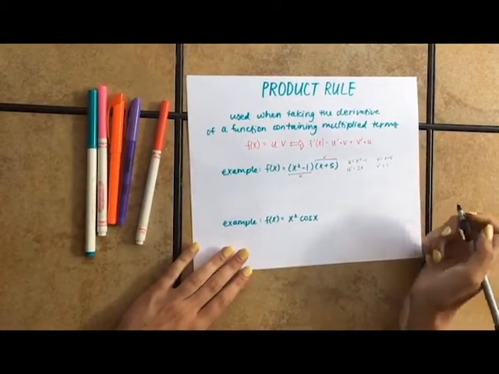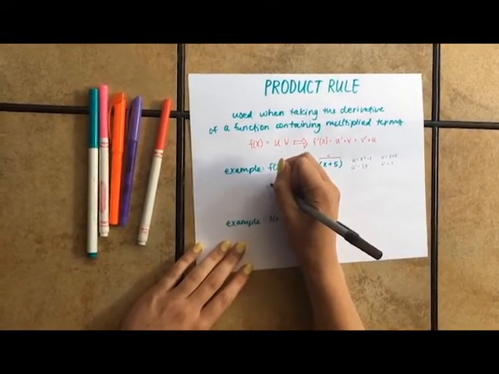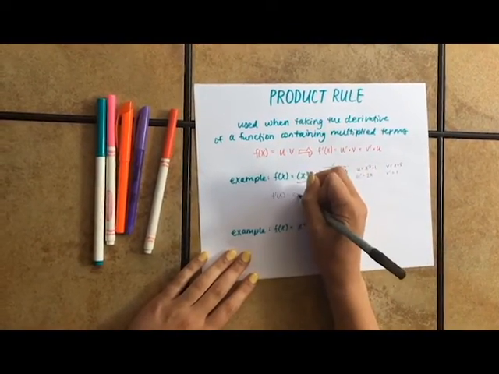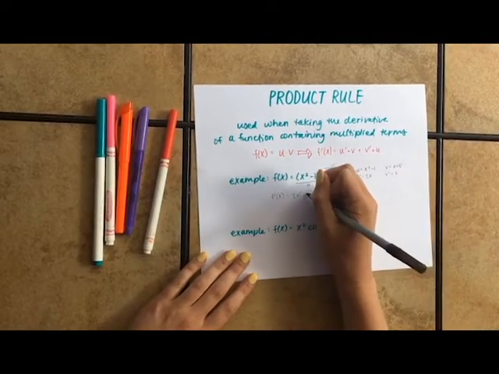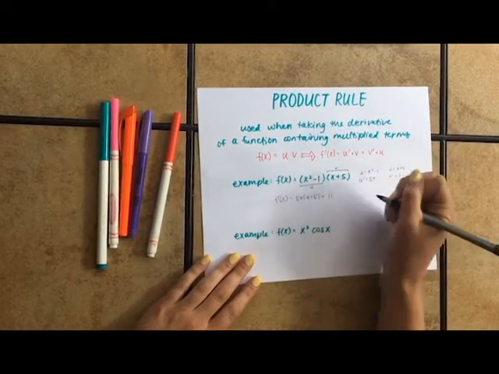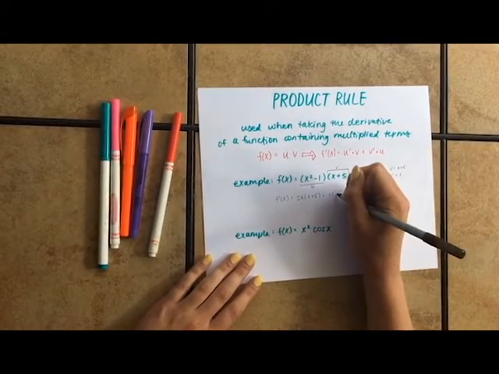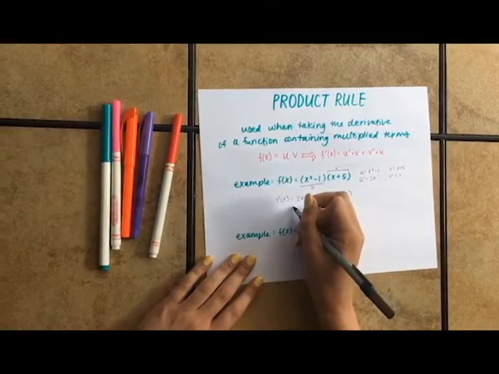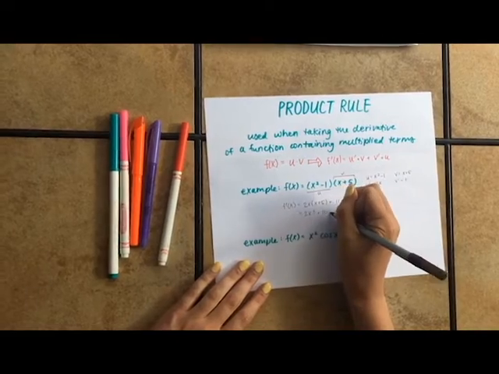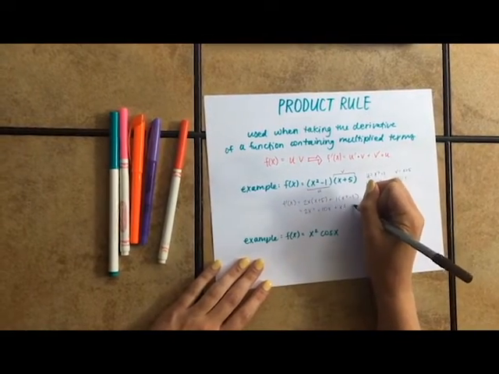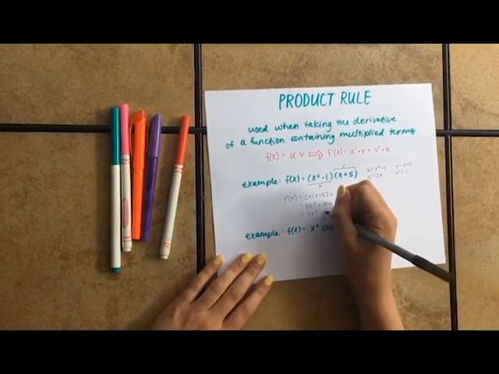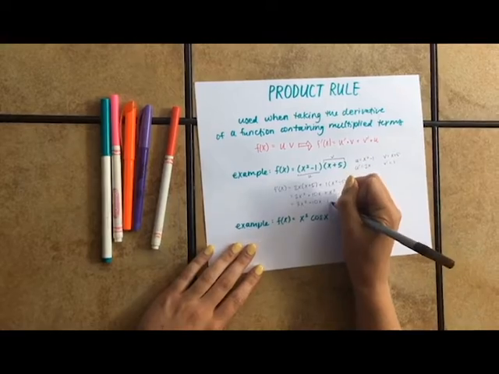Now we are going to take the derivative. So f prime of x equals u prime, 2x, times v, x plus 5, plus v prime, 1, times u, x squared minus 1. Multiplying those out, we get 2x squared plus 10x plus x squared minus 1. And simplifying that out, we get 3x squared plus 10x minus 1.